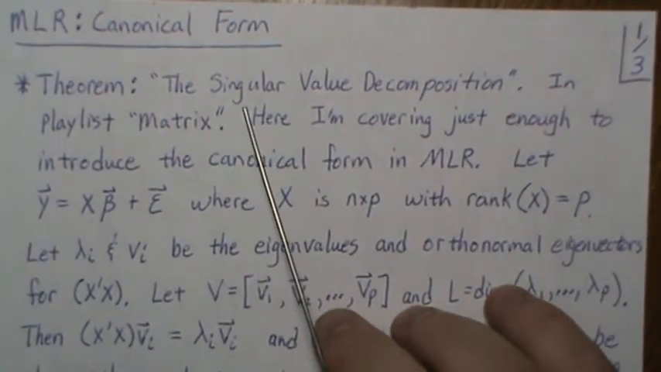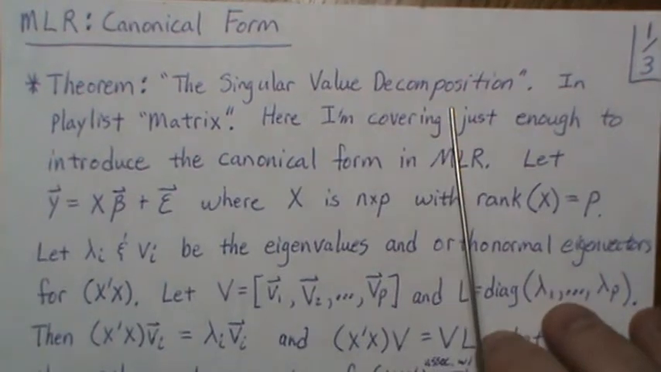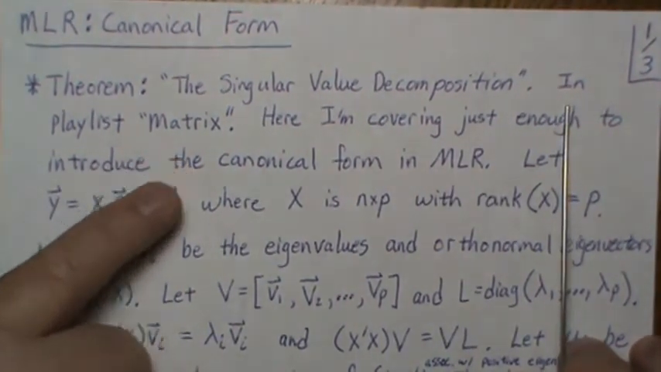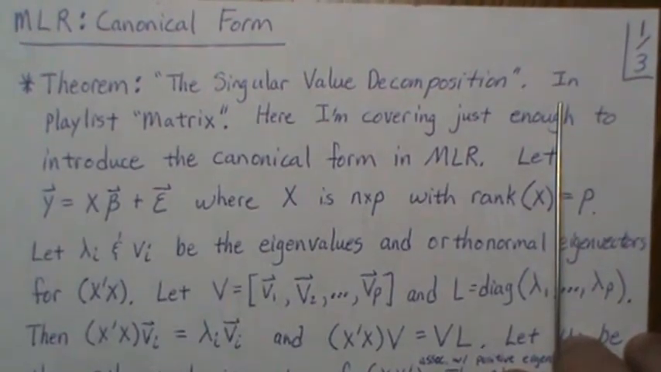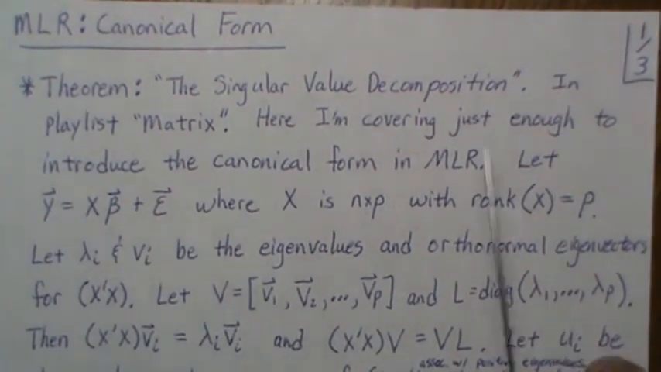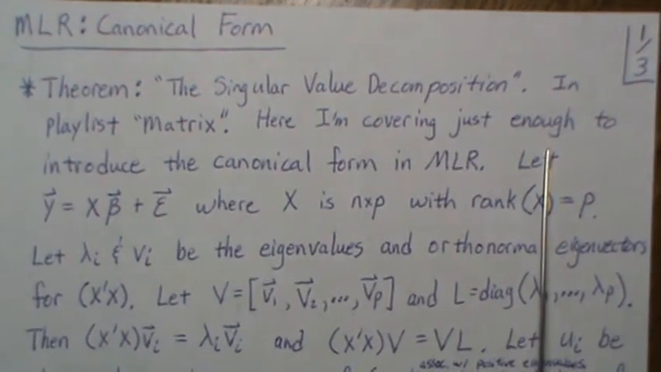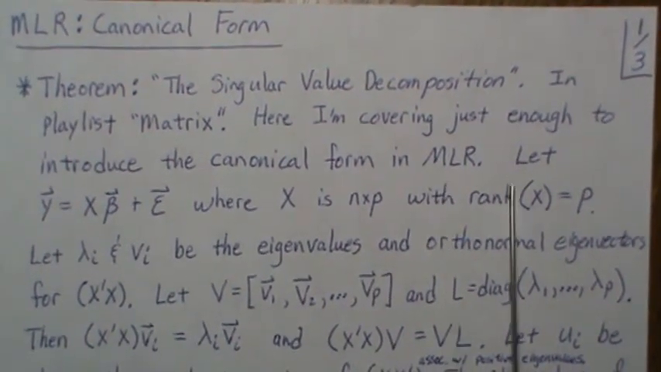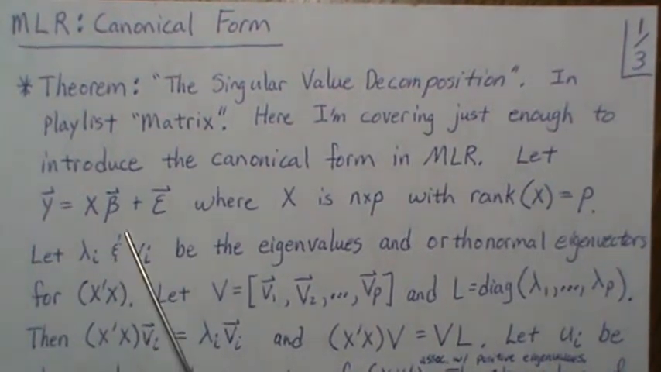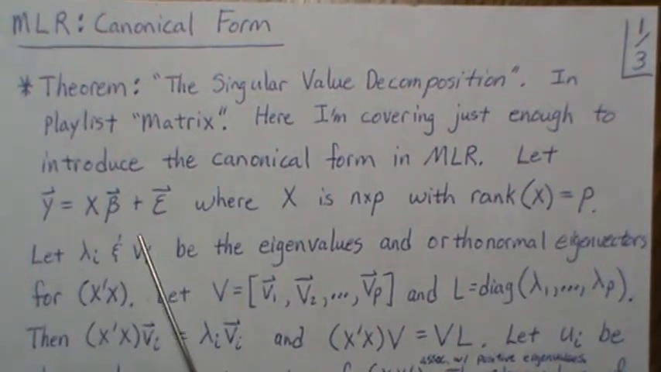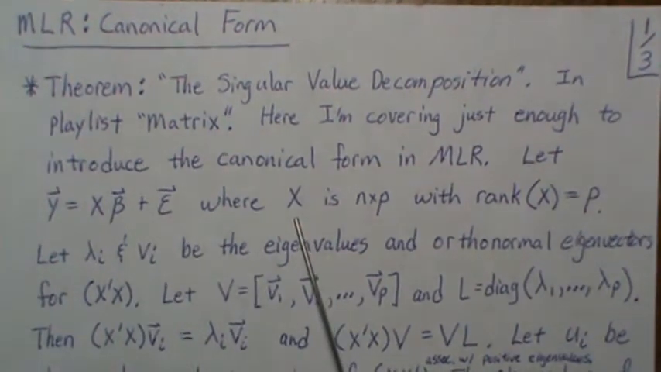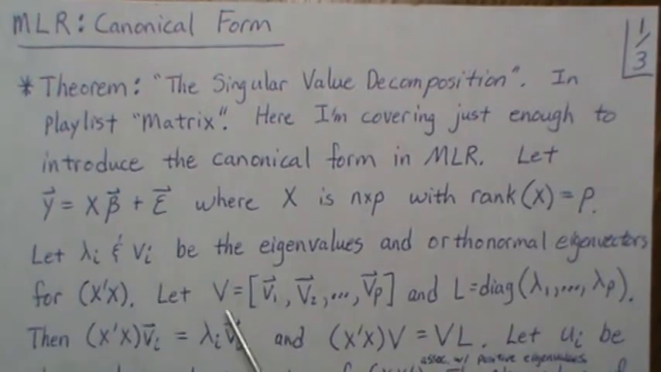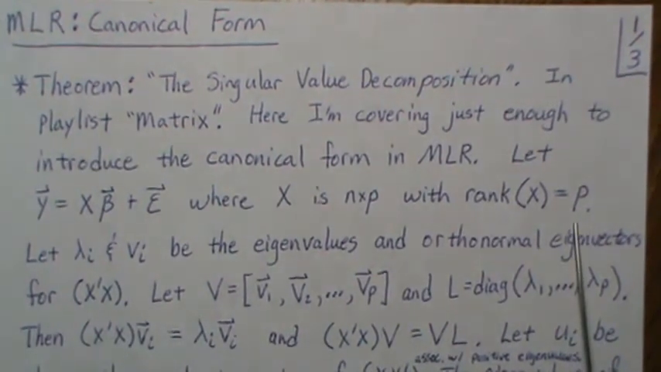So let's look at the singular value decomposition theorem. In a playlist that I call Matrix, I have a proof of the singular value decomposition theorem. However, here I'm just going to cover enough to introduce the canonical form in multiple linear regression. So let's let y equal X beta plus epsilon. This is our standard model. We're going to let X be n by p with rank p. So there are p columns, and all the columns are independent.